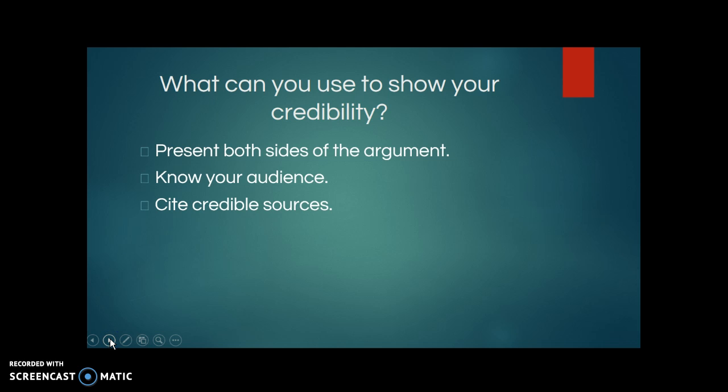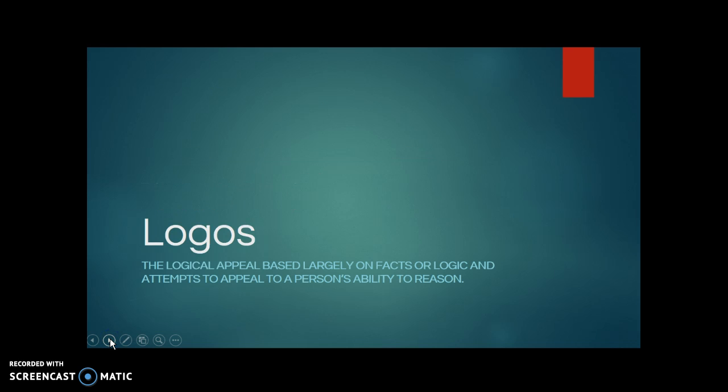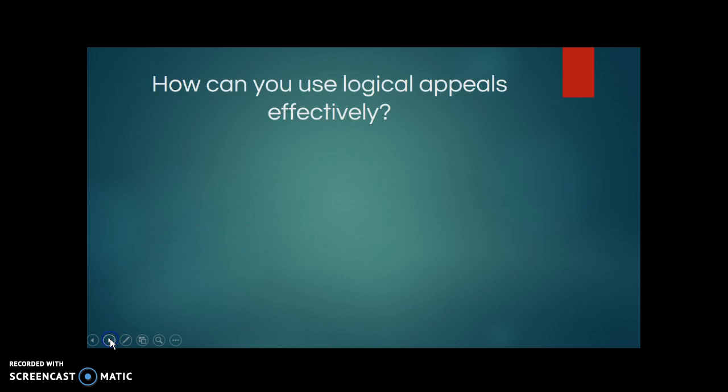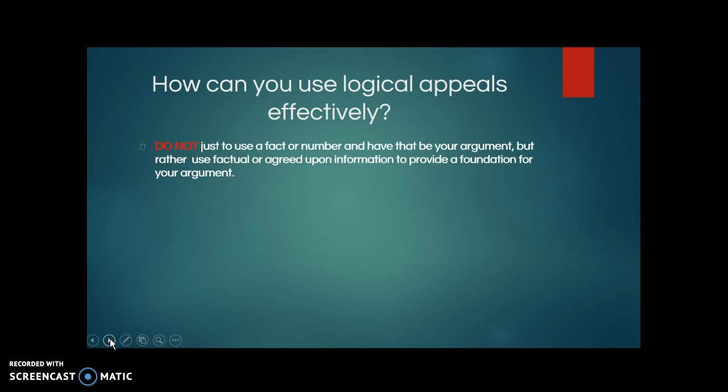Cite credible sources. Use the sources that you just had in your research paper when you're working on your presentation. And then there's logos. This is the logical appeal. Where we go through emotion, and then through the ethos and credibility, what's going to set you apart as a person who's able to reason with others who don't agree with you? What kind of logical appeals can you use, and how can you use them effectively? Don't just use a fact or a number simply because it's a fact or a number. It should provide a foundation for your argument.